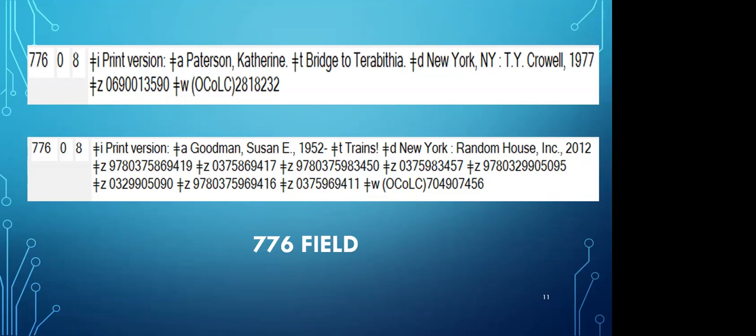There are other subfields and indicators that can be used in the 776 field, but these are the ones that I have used for Braille books. For more information, you can go to OCLC's Bibliographic Formats and Standards and look up the 776 field.